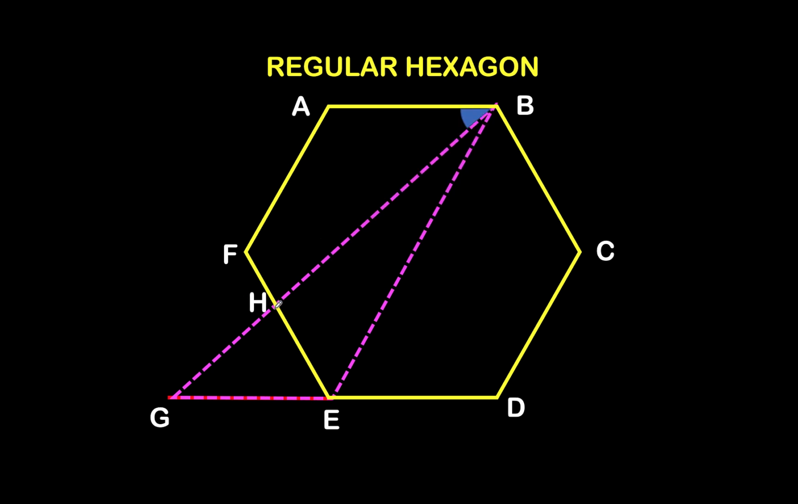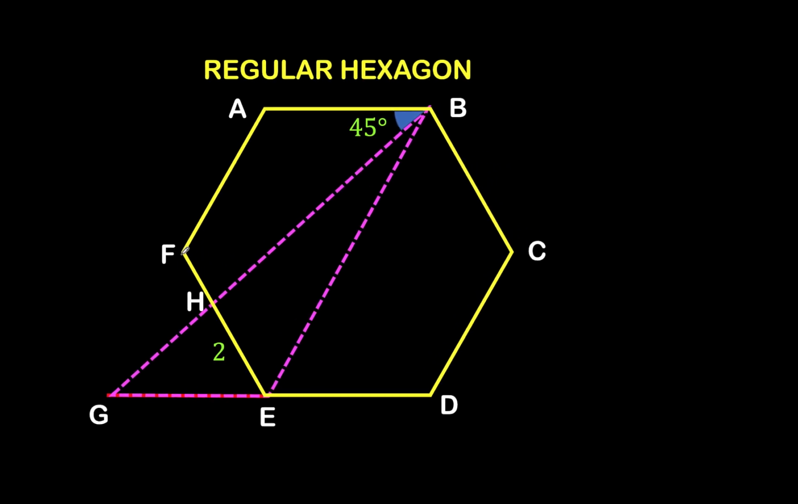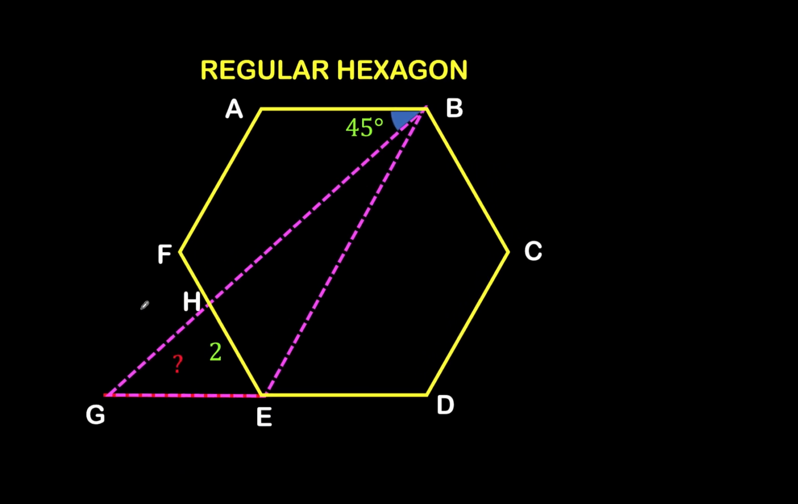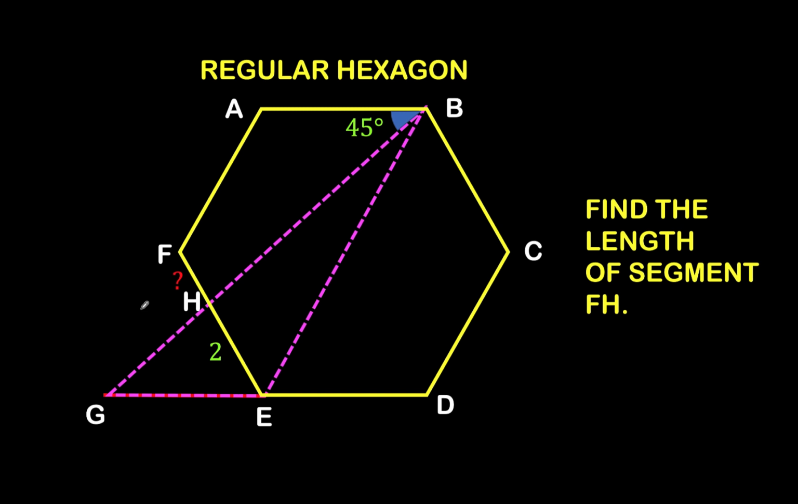It is given that the measure of angle ABH is equal to 45 degrees and the length of segment HE is 2 units. Now the question is, what is the length of segment FH? You can pause the video and see if you can solve this interesting geometry problem.